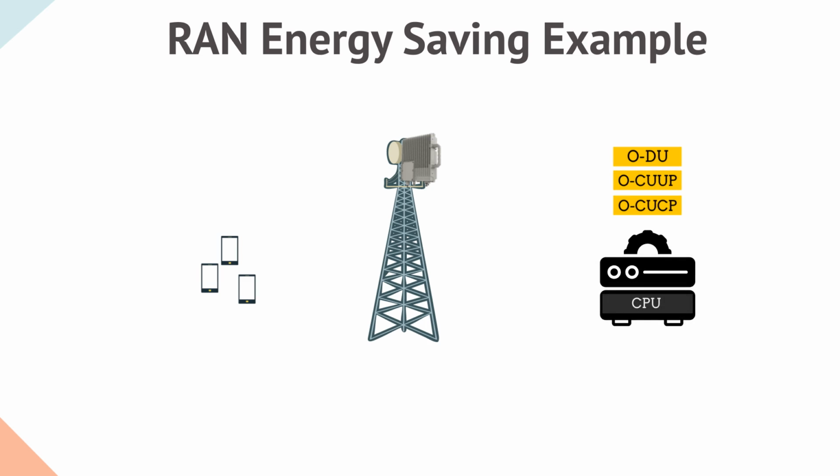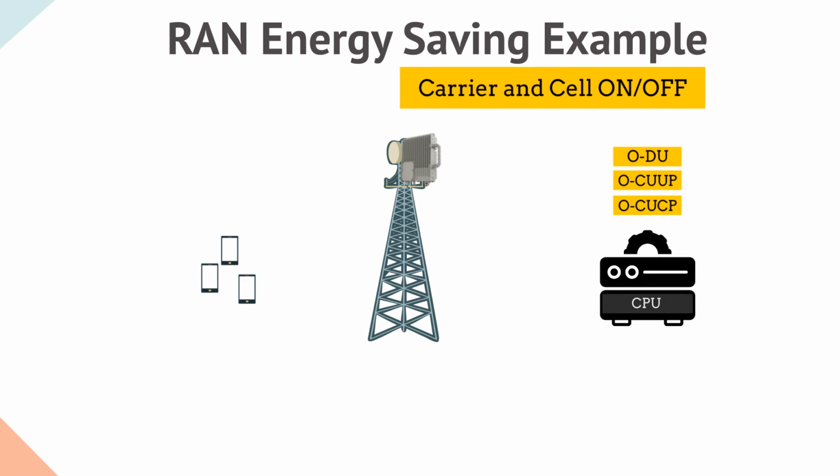Let's discuss a RAN energy saving use case example. We will discuss a carrier and cell on-off example here. Mobile networks often utilize multiple frequency layers, or simply carriers, to cover the same service area. At low load, meaning when the expected traffic volume is lower than a fixed threshold, energy saving can be achieved by switching off one or more carriers, or an entire cell, without impairing the user experience.